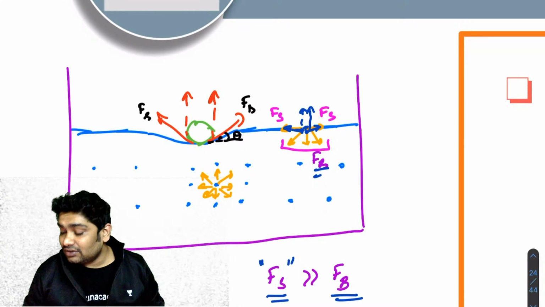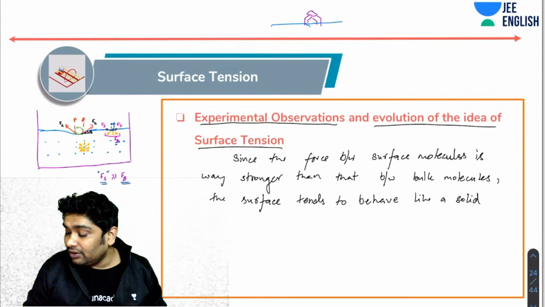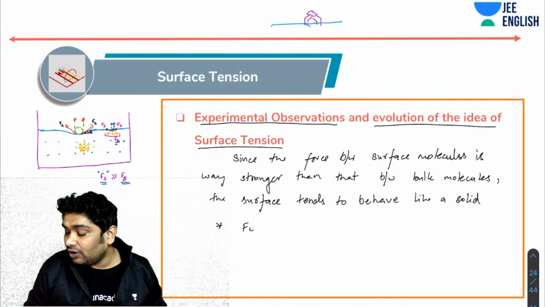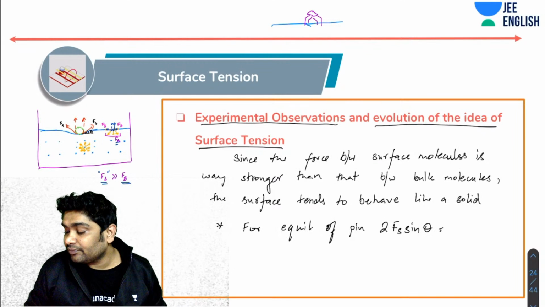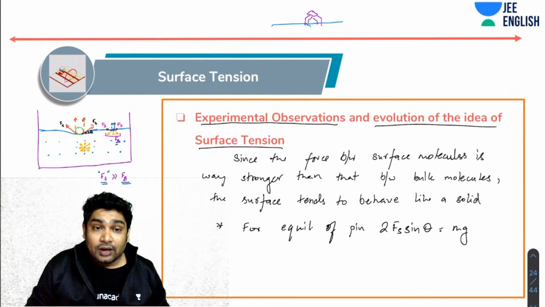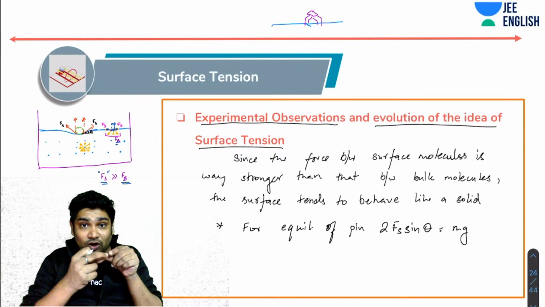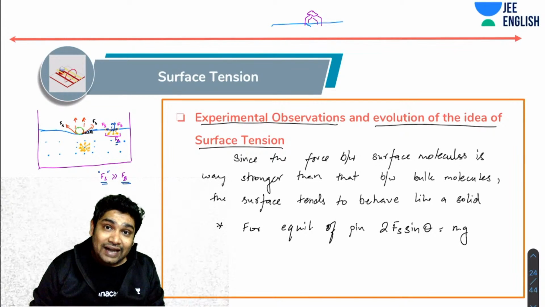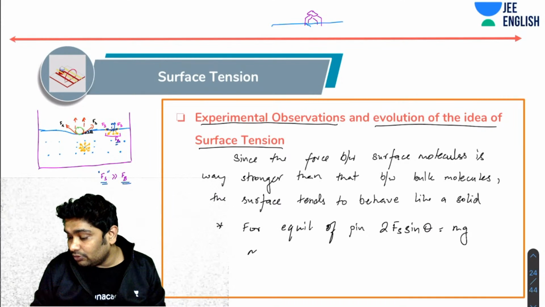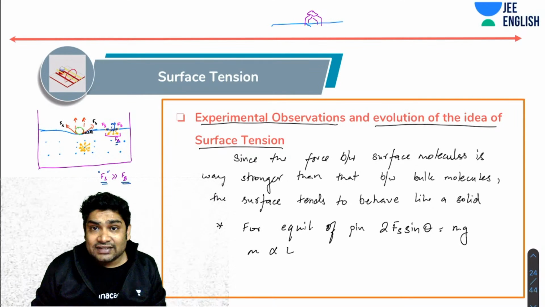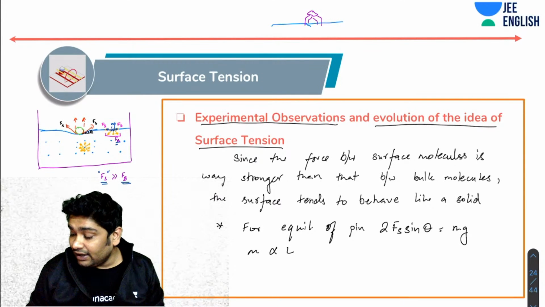So what you realize is that for equilibrium of the pin, 2 times Fs sine theta must be equal to mg. Correct? Now, if you put a pin which is of double length, then that weight is also supported. Now, you know, m is directly proportional to L. The mass of the pin is directly proportional to the length of the pin, where L is the length of the pin.